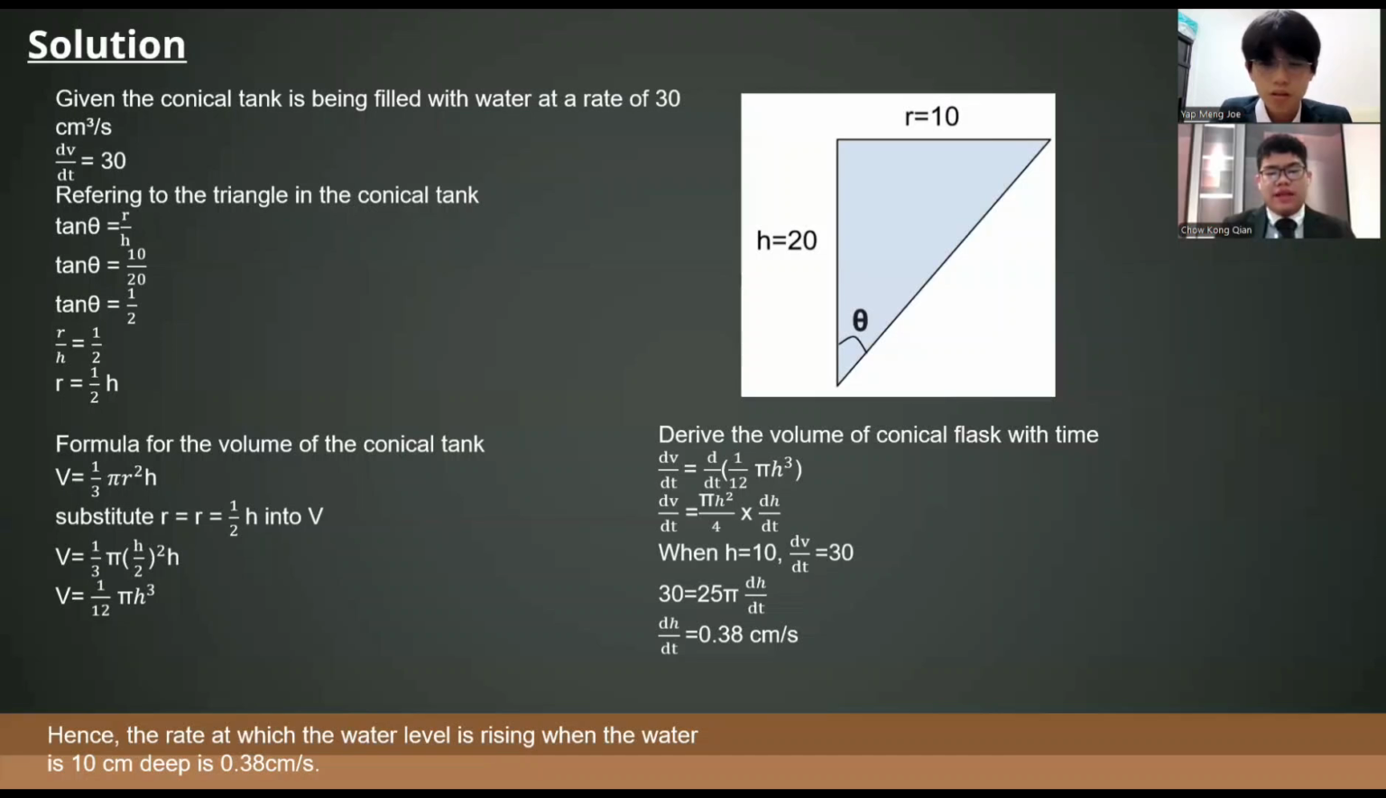So the final answer is dh/dt equals 0.38 cm per second. Hence, the rate at which the water level is rising when the water is 10 cm deep is 0.38 cm per second. Okay, so this is the solution for question 2.